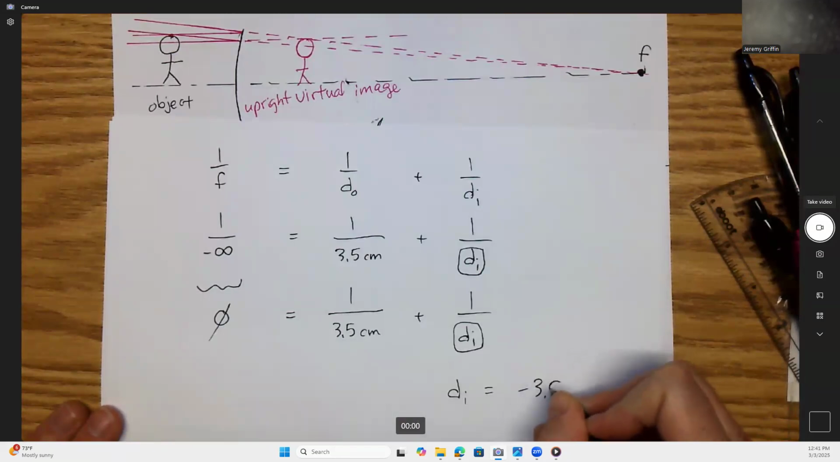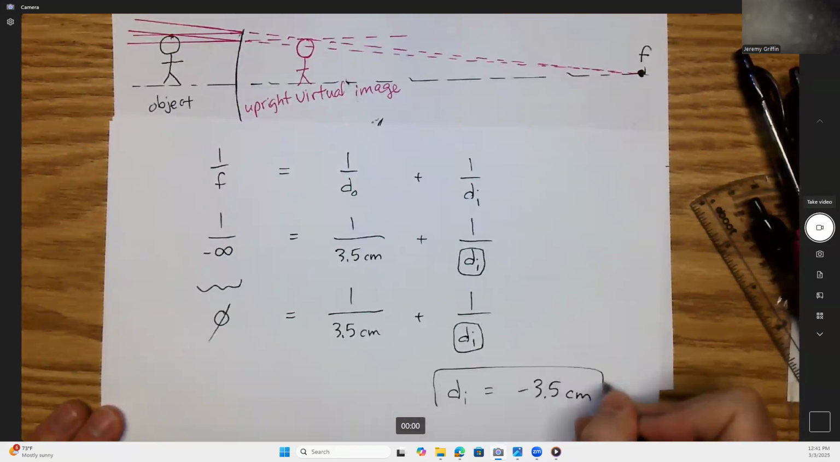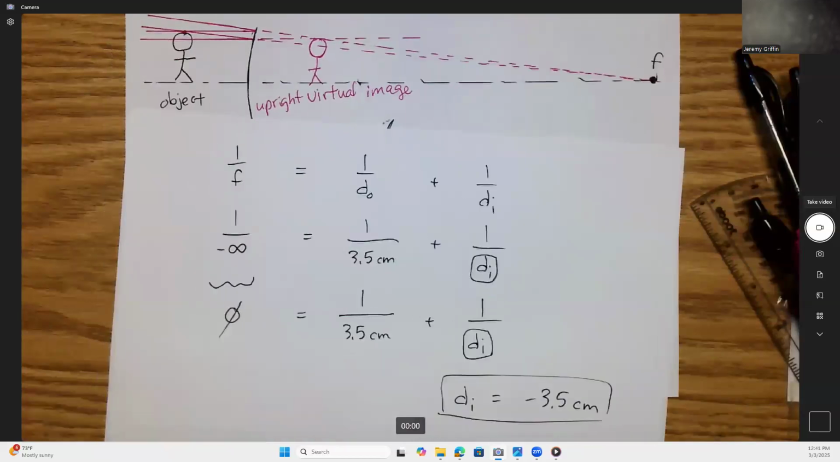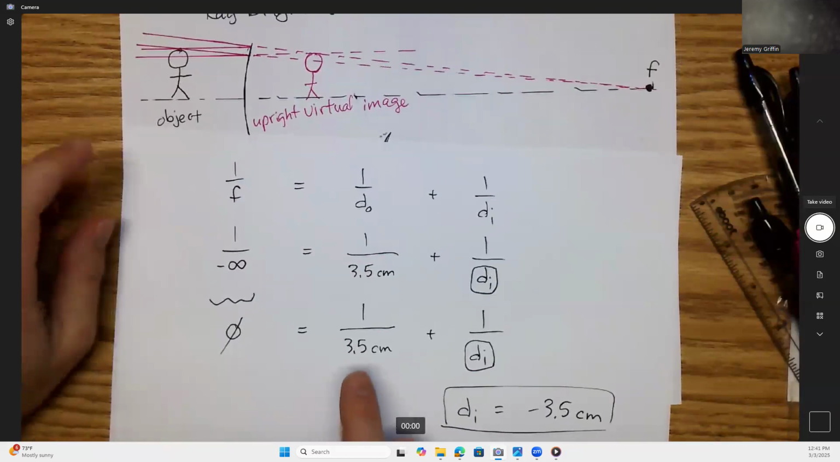Negative 3.5. That's centimeters. You guys see that? Because those two fractions would zero out. Okay, you guys see that? Okay. Now look what we got.